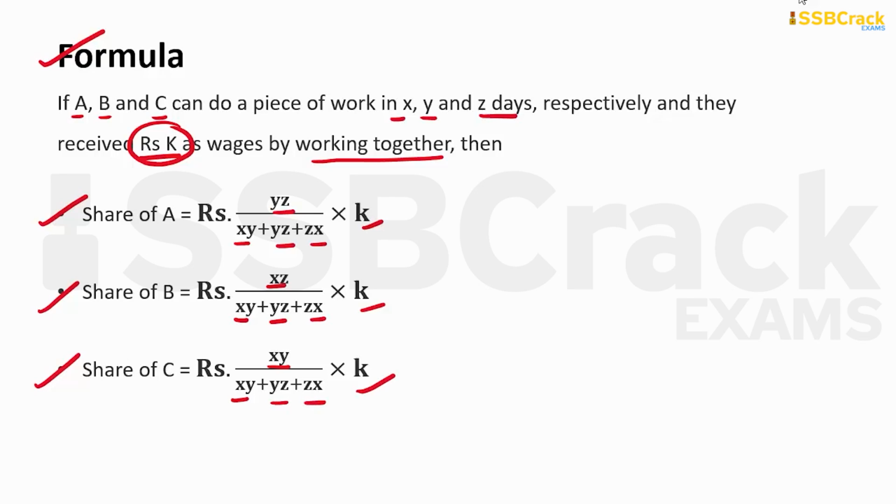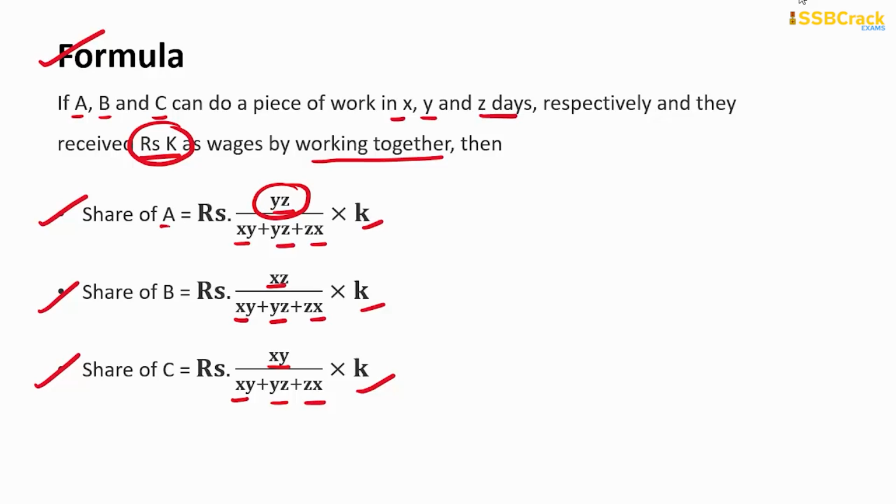Right? So we have to remember that in the numerator we are taking the multiplication of the time taken by the other two persons except A. When we are calculating the share of A, we are taking the time of B and C, that is Y into Z. Similarly, for B we are taking the time of A and C, and for C we are taking the time of A and B, right? And in the denominator we have the sum, that is XY plus YZ plus ZX, and into K because we have to find the part of K that is given to A, B and C respectively, right?